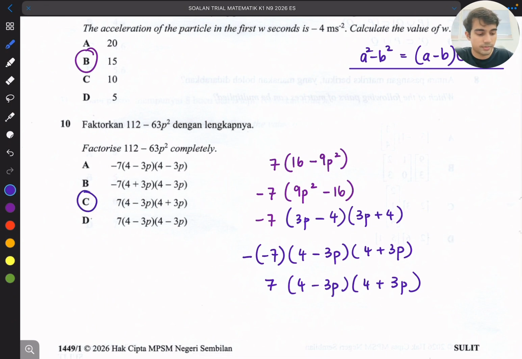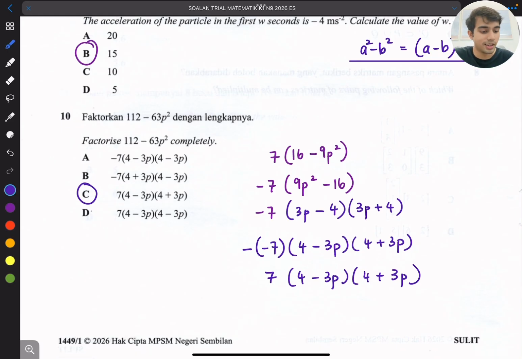C. Okay, this question paper is a little bit trickier than the Malacca paper. Alright.